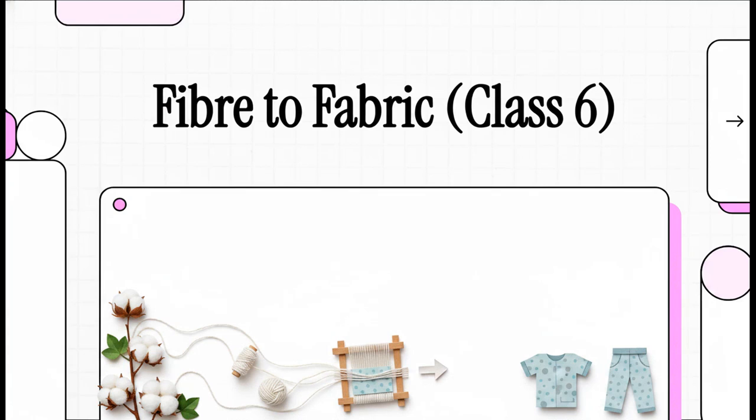Welcome to today's explainer for Class 6 Science. Today, we're diving into Chapter 3, Fiber to Fabric. We're going on an absolutely amazing journey to discover how your clothes are actually made, going all the way from a tiny little fiber to the finished fabric you're wearing right now.